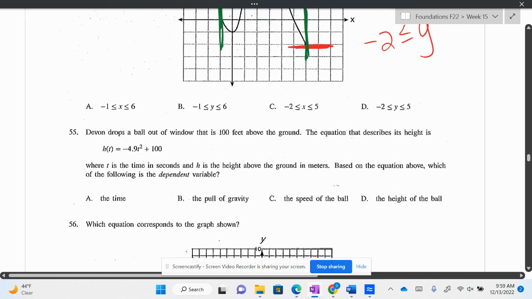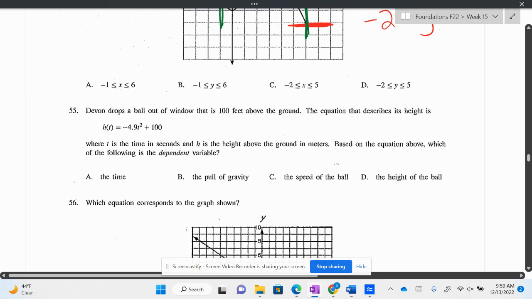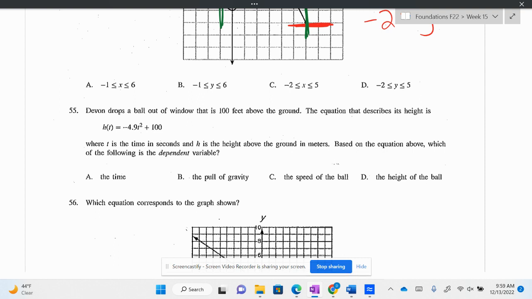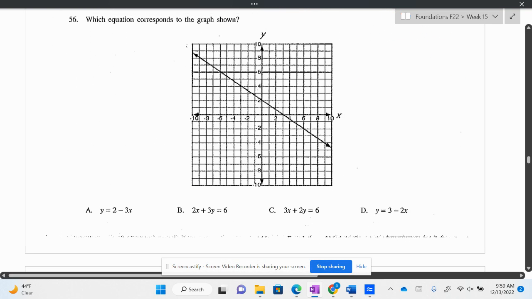Kevin drops a ball out the window that is 100 feet above the ground. The equation is here, where time is in seconds. Based on the equation, which of the following is the dependent variable? The height depends on how much time it's been in the air.